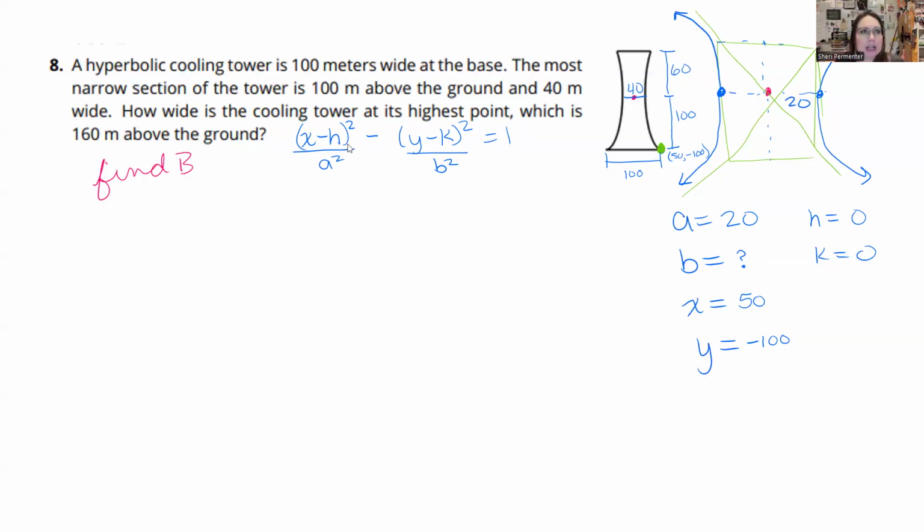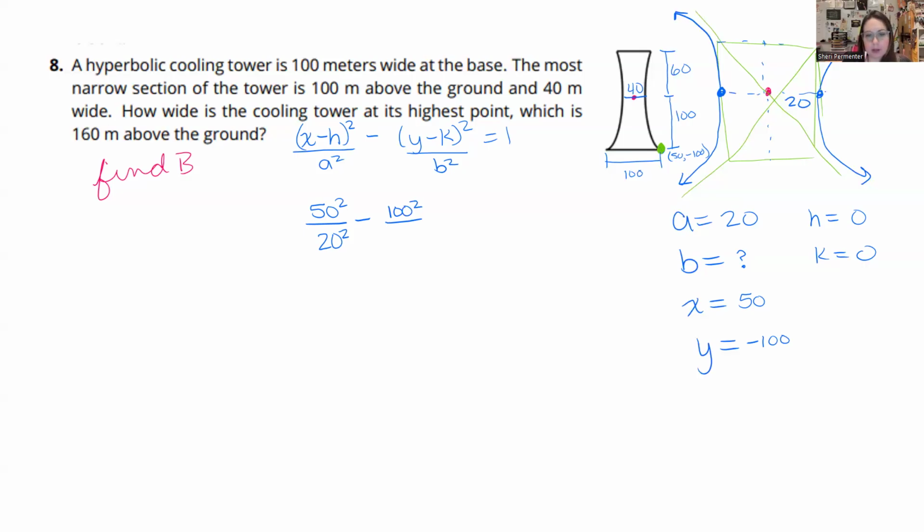So I'm going to plug in the things that I know. If h and k are 0 and 0, then I'm plugging in my x value, which is 50. So this becomes 50 squared over a squared, which is 20 squared, minus my y value that's squared. What happens when you square a negative number? Does it matter if it's negative 100 or positive 100? No. So I'm just going to put 100.